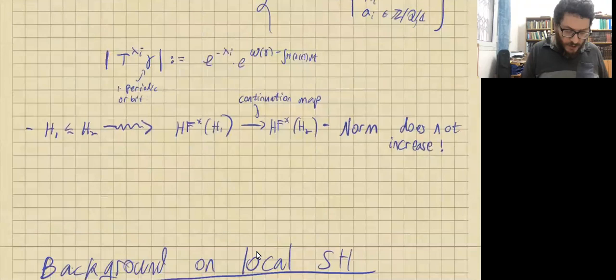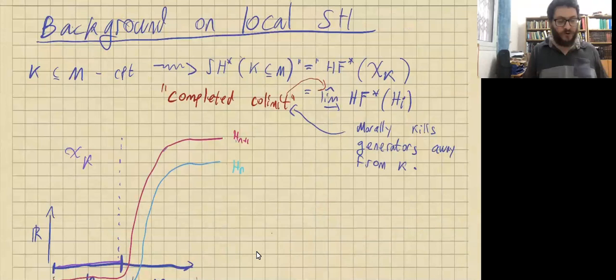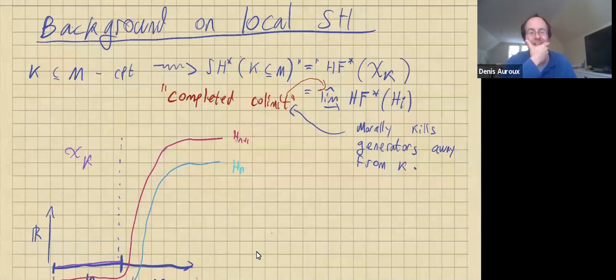So now we can go back to talk about local SH, local symplectic cohomology. Up to now, I've been talking about Floer homology associated with functions. By the way, maybe I should stop. Are there any questions about anything I said up to now? Okay, so I think I will continue.